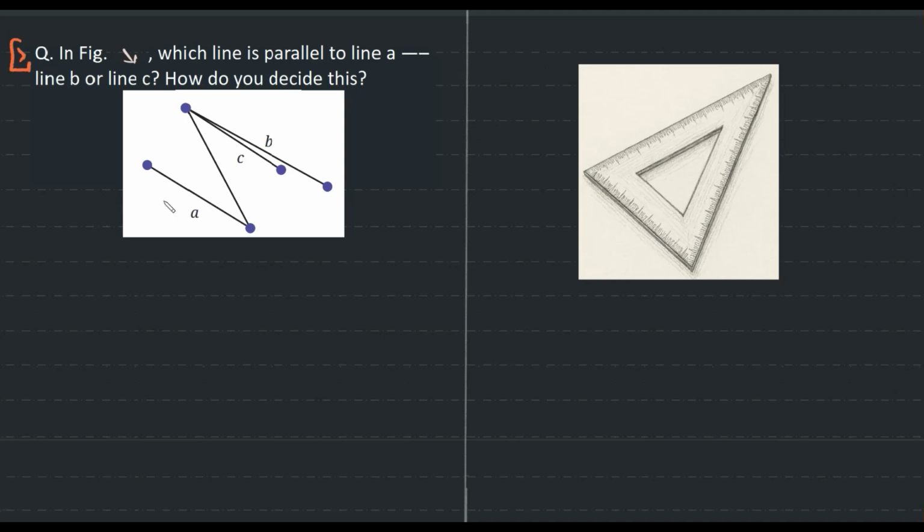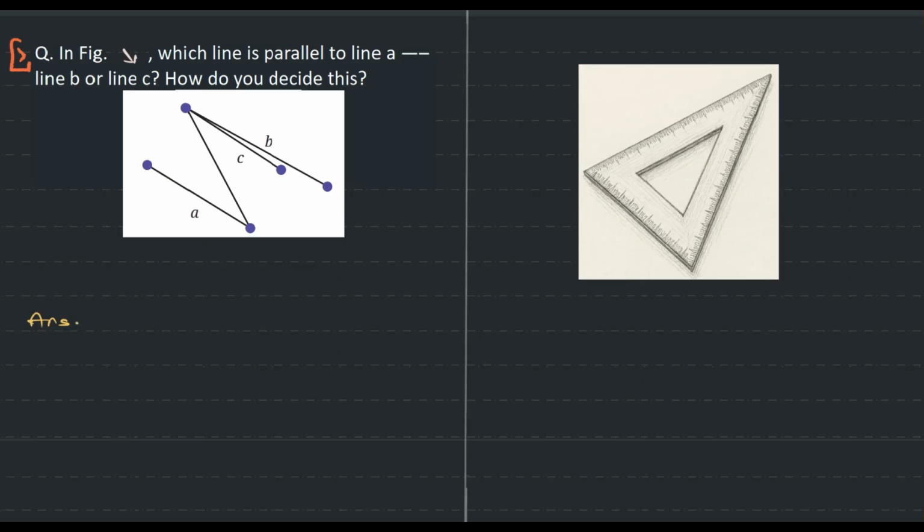In the figure that we're looking at below, which line is parallel to line A? Is it line B or line C? How do you decide this? I can't exactly show you this actually. Actually, I can. What helps here is a set square.